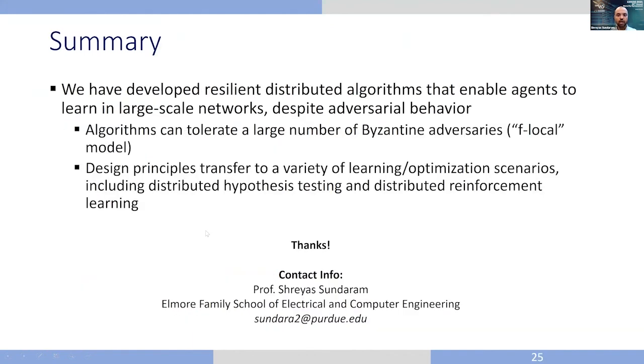So, to summarize, we've developed these resilient algorithms that enable agents in these large-scale networks to learn in various contexts despite this adversarial behavior. These algorithms are highly scalable, with very simple operations. They just rely on information from neighbors and very simple filtering operations where I'm ignoring extreme values and so forth. They can tolerate a huge number of adversaries potentially, depending on the network structure. And these simple design principles transfer to a variety of learning and optimization scenarios.